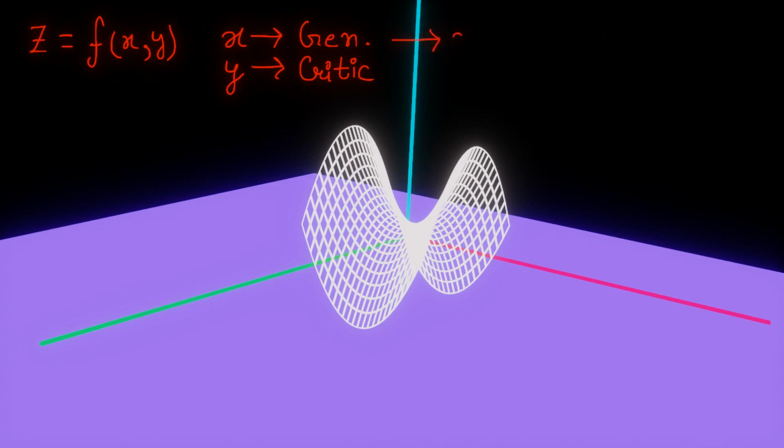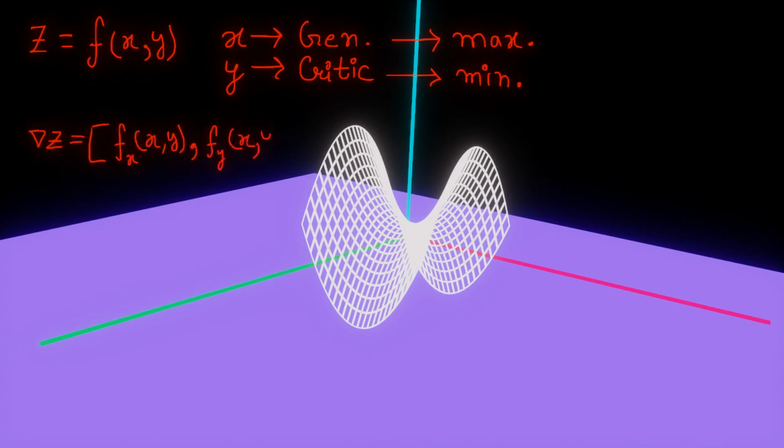Remember, generator wants to maximize and critic wants to minimize this function, or I should say this loss function. This is the gradient of this two variable function, and this is a vector, and its components or elements are the partial derivatives of the two variable function f(x,y) with respect to x and with respect to y. This partial derivative with respect to x is just the slope of the two variable function in the x direction, which means in which direction you should move on the x axis to increase the value of function f(x,y) as quickly as possible. The same goes for the partial derivative with respect to y.